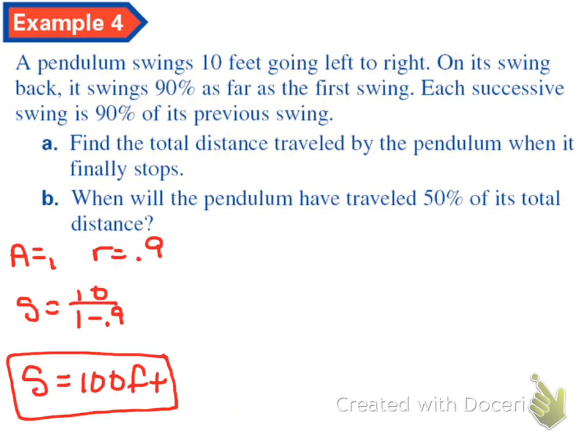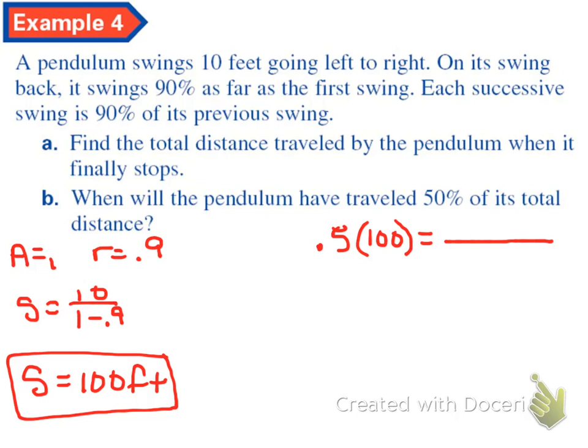Sorry, not when the rate would be 50%, but when we would have reached 50% of the total distance. Well, the total distance was 100, so we want 50% of that 100 feet. And we want to know when the sum will reach a specific number. So this is not an infinite sum, this is now a finite sum. So we want to use the rule for a finite sum.